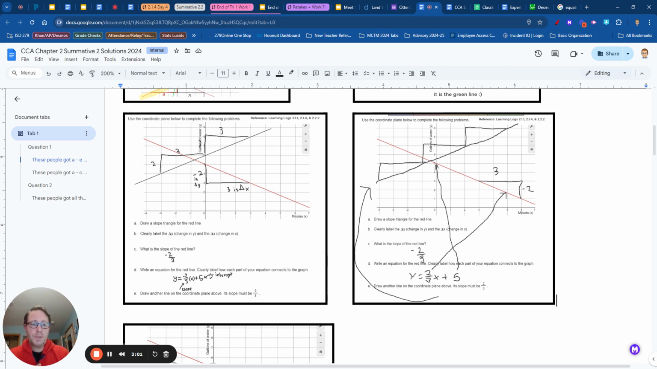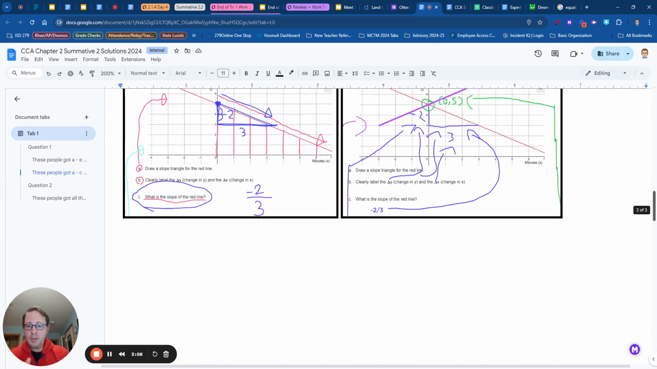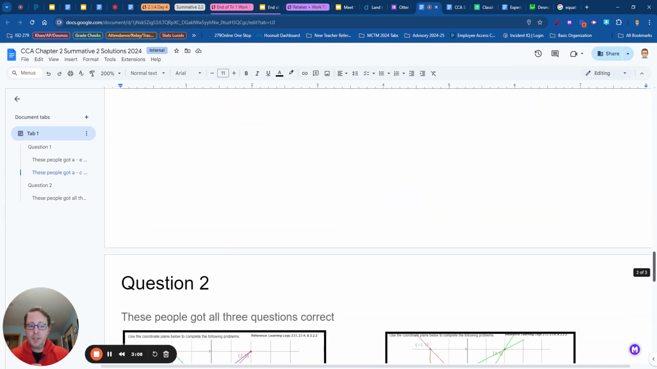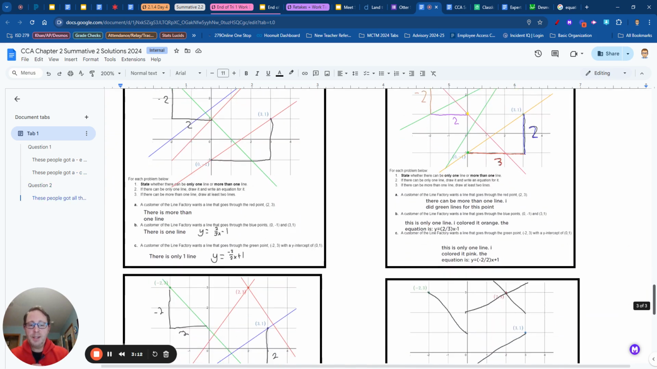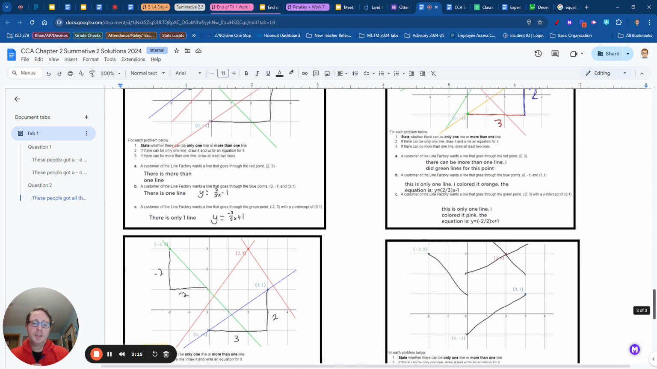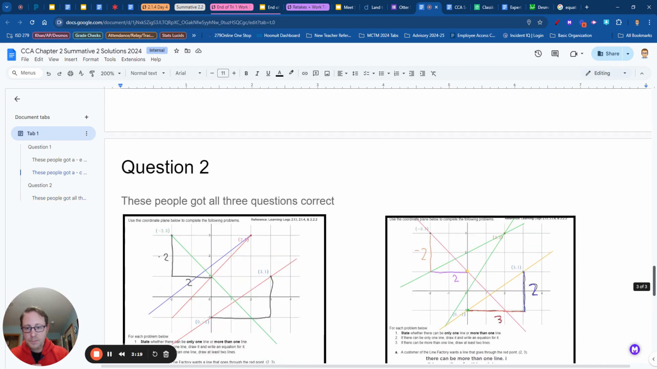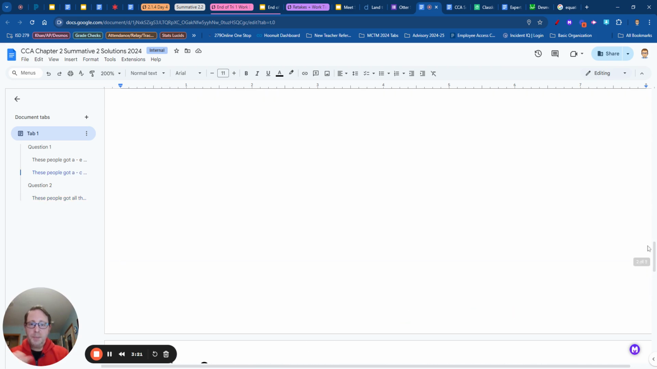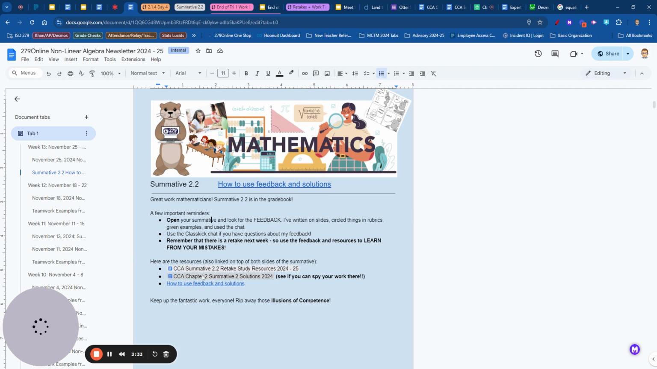All right. So you can do that for this problem. Make sure you're scrolling down. There's lots of examples here. And for the second problem, you can see people that earned a 4. A bunch of different correct ways to do this as well. So that's using the feedback and then opening up and using the solutions. Remember, you can open up those solutions from right here. You can open them up from the newsletter.